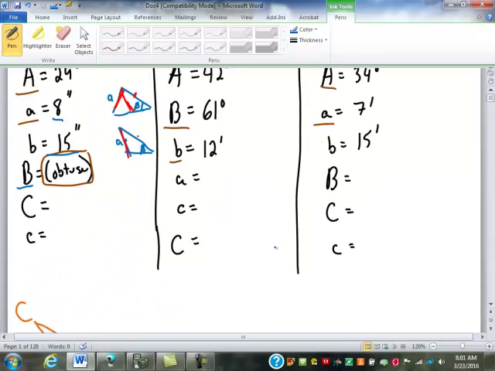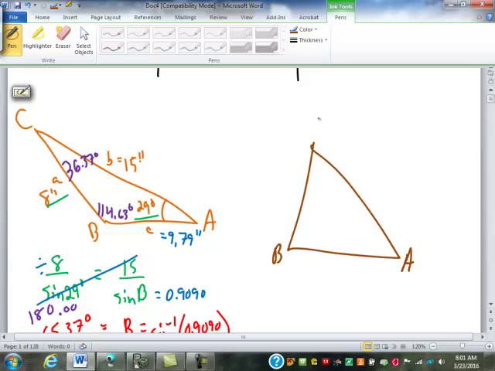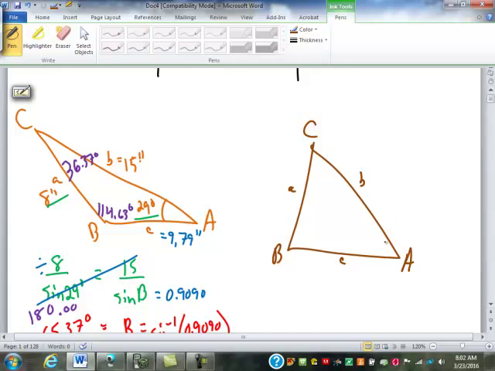Let's look at our second possibility here then. This one. We'll label it A, B, C. We are told, somebody want to just give me the angle so I don't have to scroll up and down. What was A? 42. B would be 61 degrees. And little a is how big? So A is unknown, B is 12 inches. B is 12 feet, okay.